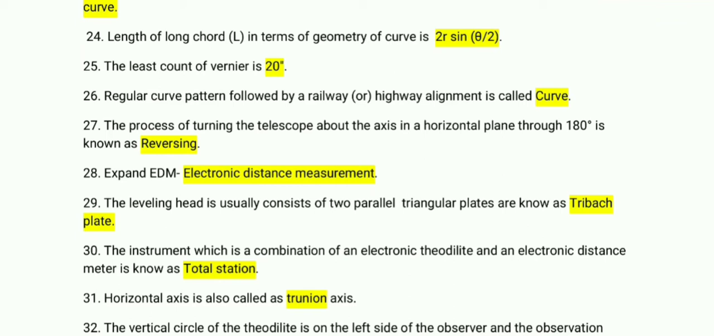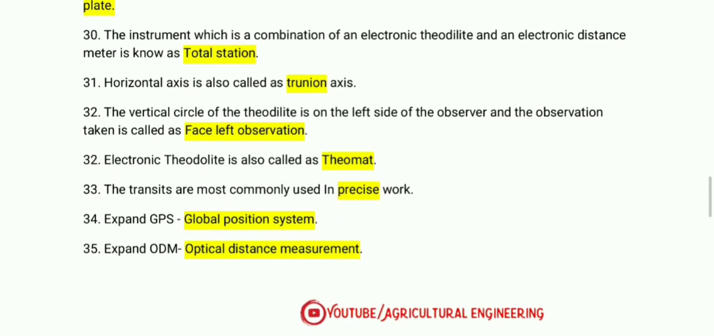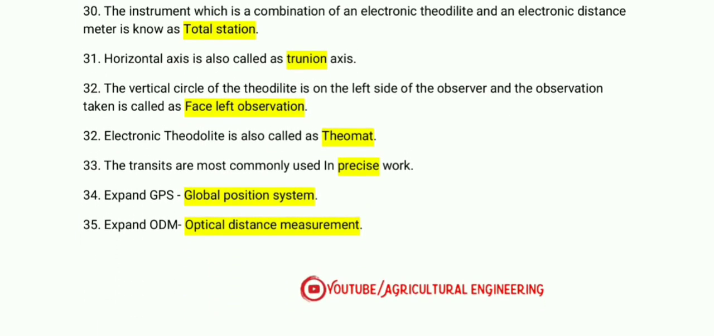The leveling head usually consists of two parallel triangular plates known as tribrach plates. The instrument which is a combination of an electronic theodolite and an electronic distance meter is known as a total station. The horizontal axis is also called the trunnion axis. When the vertical circle of the theodolite is on the left side of the observer, the observation taken is called face left observation. The electronic theodolite is also called the theomat.